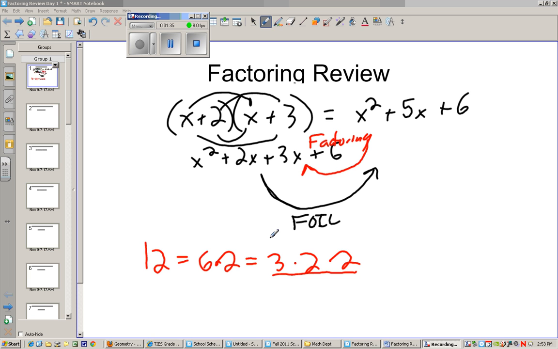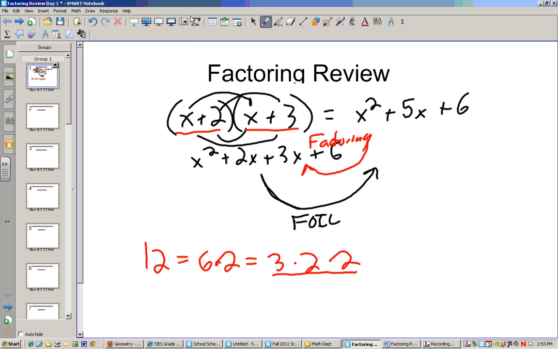When we're factoring polynomials or quadratics, this is a quadratic because its highest exponent is x squared. When we factor this, our goal is to get linear factors. It's linear because each of these, if we had y equals this or y equals this, they would both form lines. So we call these linear factors. That's our goal when we're factoring.